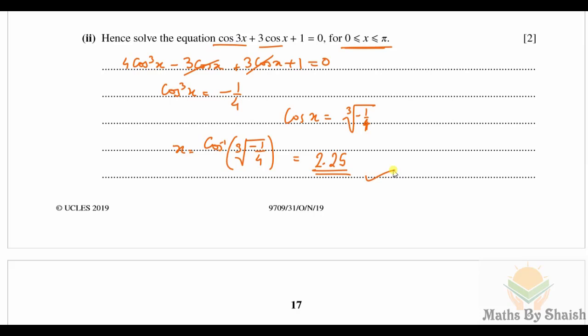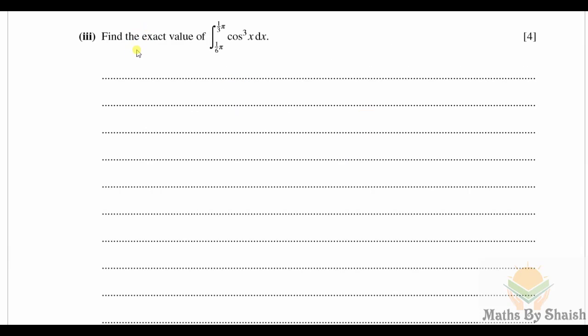Third part of this is: find the exact value of the integration from pi over 6 to pi by 3 of cos cube x dx. So as such we don't know the formula for cos cube x, but we know that cos cube x comes in the expansion of cos 3x, which we have done in the first part.